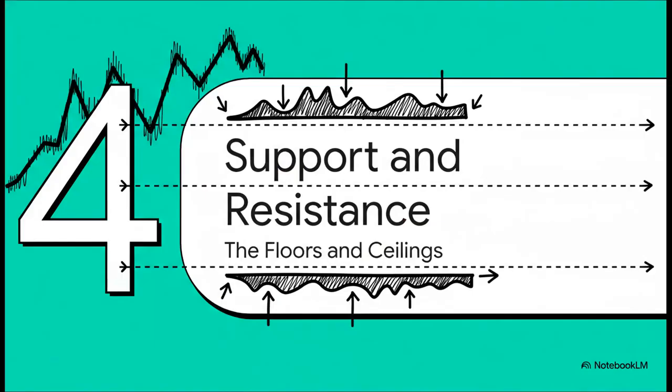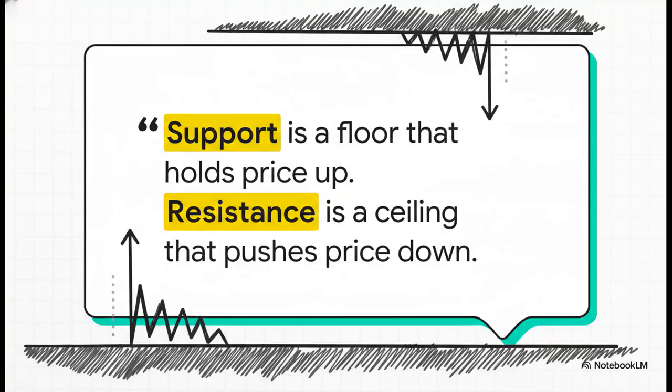Okay, so remember those elbows we were just talking about? Those peaks and valleys? Well, it turns out they're not just random turning points. They actually leave behind these powerful memories in the market, these levels that the price will often react to again and again in the future. And our source explains this perfectly. Think of support as a floor. It's something the price can bounce off of, something that holds it up. And resistance, well, that's like a ceiling that stops the price from going higher, pushing it back down.